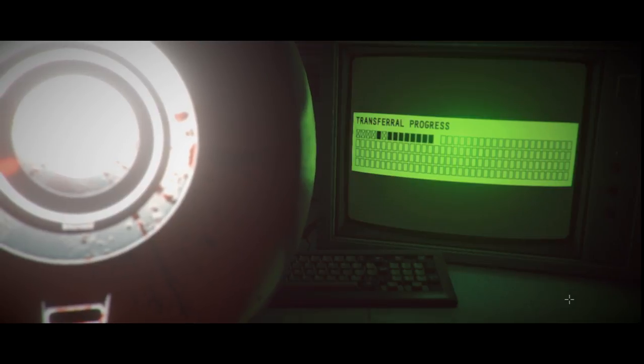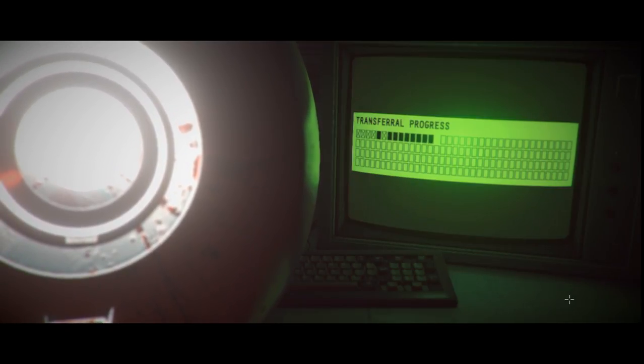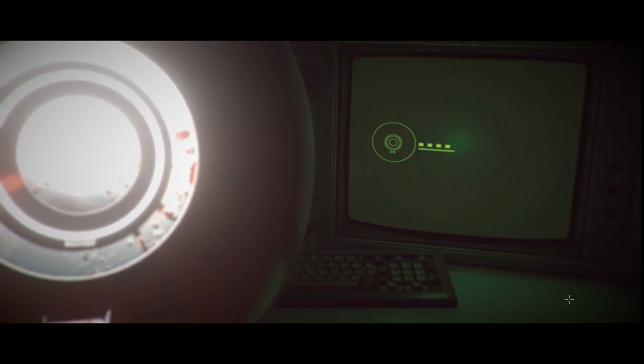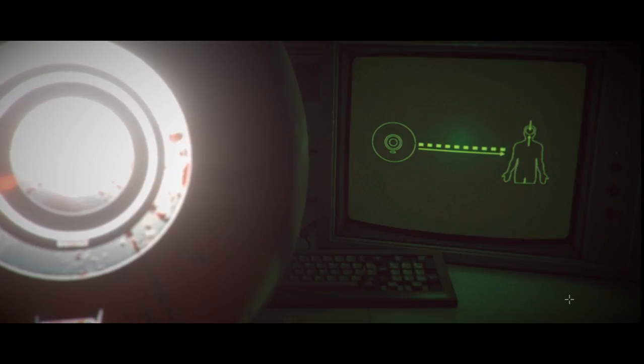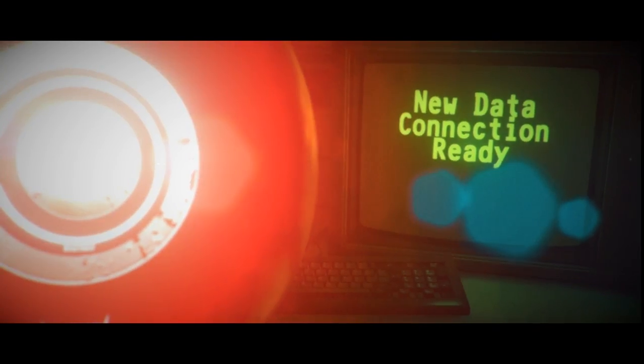Your heart rate is elevated, but you're doing well. For what it's worth, very few of our test subjects ever make it this far. You should be proud of yourself.